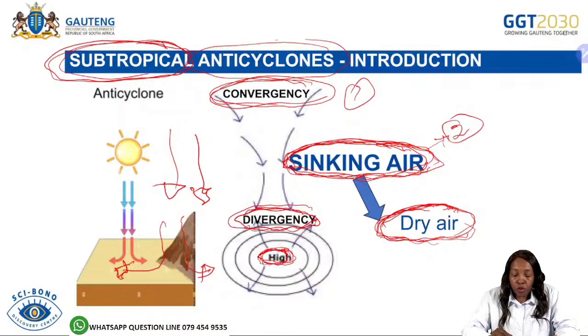And then the other thing that you need to note is that within the southern hemisphere, the movement of air around the high pressure cells is anti-clockwise. So the air moves in an anti-clockwise direction around a high pressure cell.